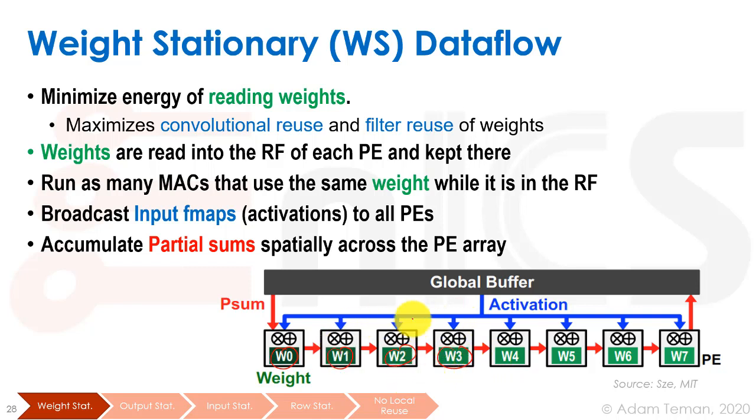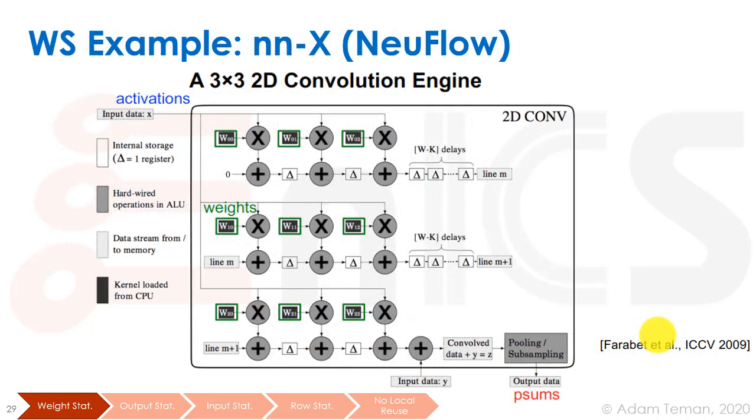But we also need the input maps and the partial sums. The input maps, or the activations, are going to be broadcast to all of the PEs, and the partial sums we're going to try to move spatially across the processing element array. Just as an example of one of these types of papers, it's a pretty old paper from all the way back in 2009, even before AlexNet, and this is the NeuFlow convolution engine, and it used weight stationary to do its computations.